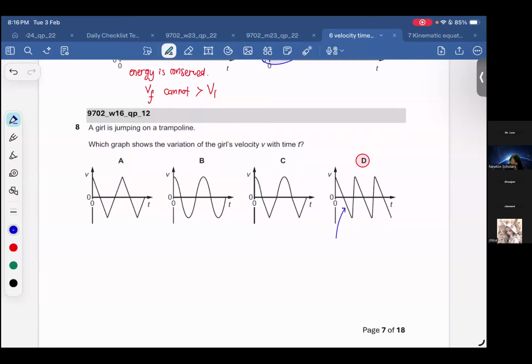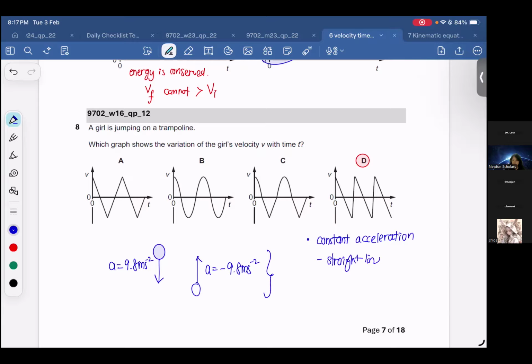So why must the graph be correct? The point is constant acceleration or constant deceleration. Imagine an object falling down or an object thrown up. We say that a is 9.8 meters per second squared, or negative 9.8 meters per second squared. It is a constant acceleration or constant deceleration, so what we expect is a straight line, not a curve. So all these curves we can cancel out.